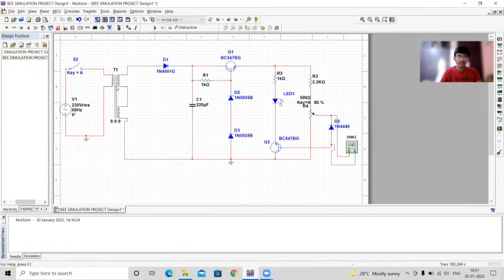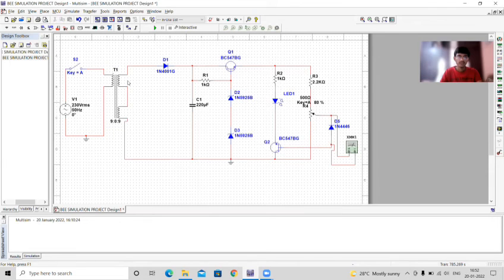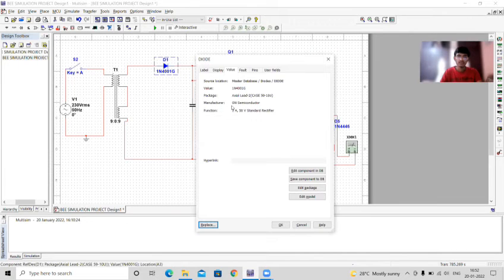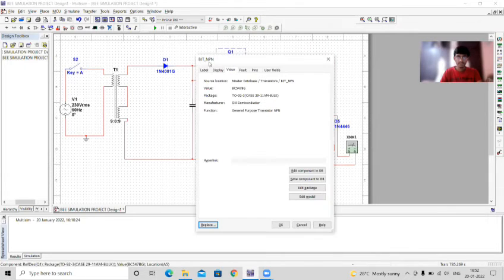They both are connected to a transformer that has ratio 9 to 9. The primary coil 1 has 9 turns, secondary coil 1 has 0 turns, and secondary coil 2 has 9 turns. And this transformer is connected to a diode, that is 1N4001G, a 1 ampere 50 volt standard rectifier. Now this diode is connected to a transistor, BC547BG, which is an NPN transistor.